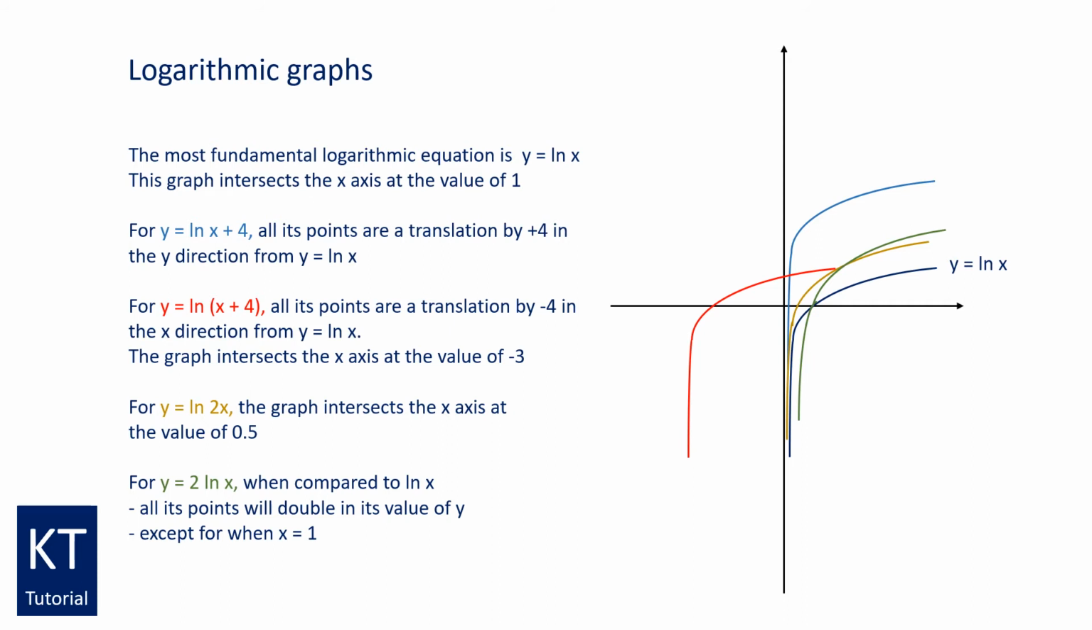For the yellow graph, expressed as y equals log of 2x, the graph intersects the x-axis at the value of 0.5. And finally, for the green graph, expressed as y equals the product of 2 and log x, when compared to log x, all its points will double in their value of y, except for the point where x is equal to 1.